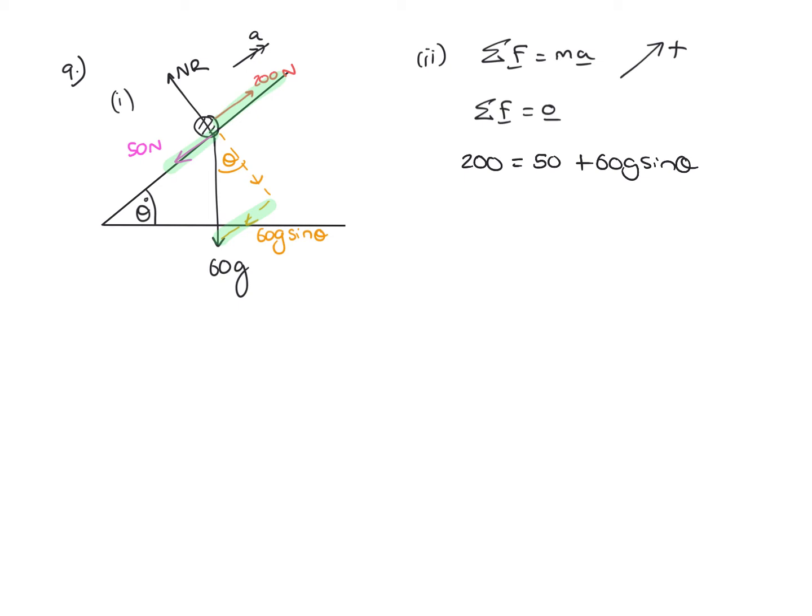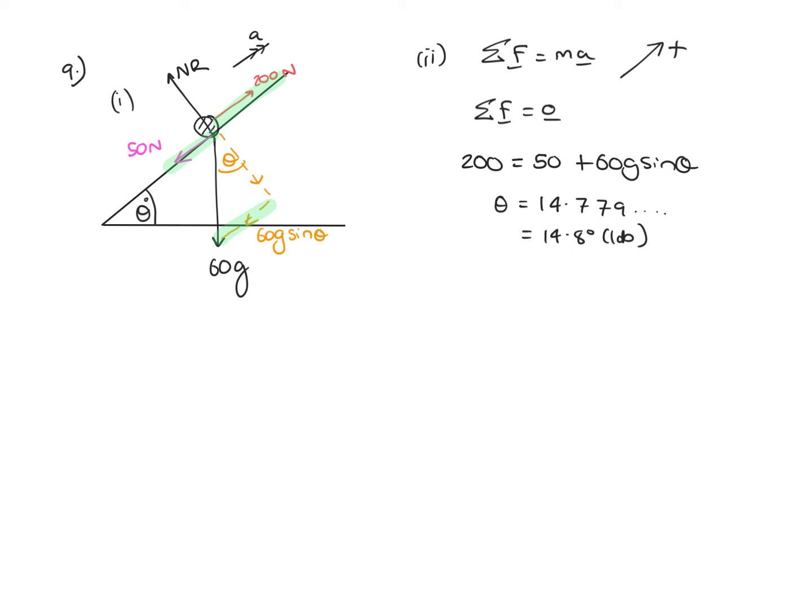Now, if we rearrange and solve this equation, this gives me an answer of theta equals 14.7796... or 14.8 degrees to 1 decimal place. This is not the same as the answer in the back of the book of 13.2 degrees, because if you notice, the answer in the back of the book uses a mass of 67 kilograms rather than a mass of 60 kilograms, so I think this is a typo.